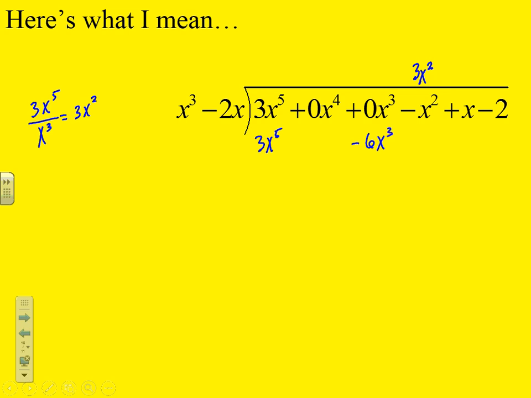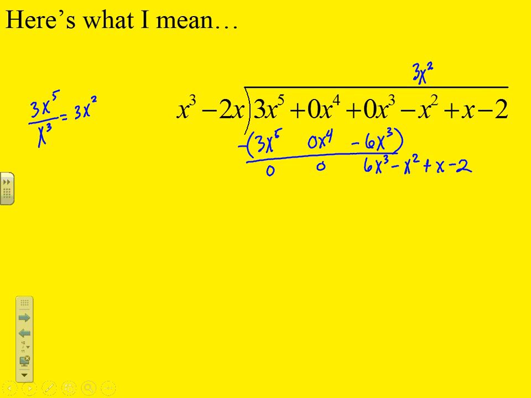So we can just put a 0x to the 4th here if we want to. But you see, if I didn't have that 0x to the 3rd placeholder there, well, we wouldn't be able to combine 6x cubed with negative x squared because they're not like terms. So that's one of the purposes of those placeholders. So 3x to the fifth minus 3x to the fifth is 0. 0 minus 0 is 0. And 0 minus a negative 6 is positive 6x cubed. And then we'll bring down the minus x squared plus x minus 2.